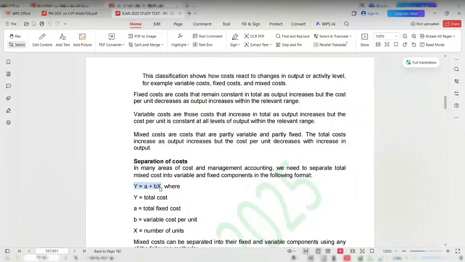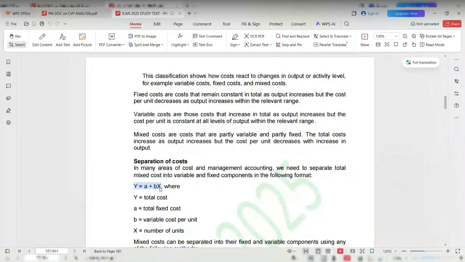We have y = a + bx, where y is our total cost, a is our total fixed cost, b is our variable cost per unit, and x is number of units. X is number of units. Don't forget, when you want to separate cost, this is the formula.